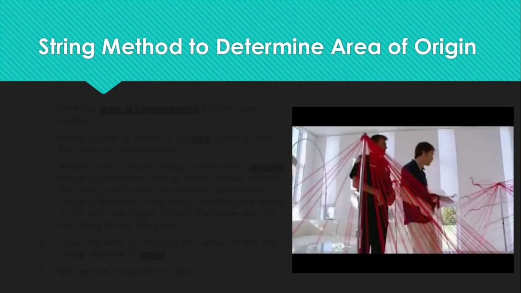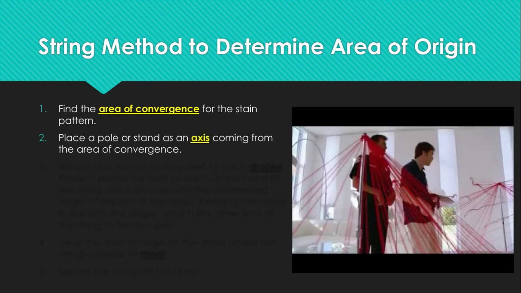And one of the last things we can talk about is the string method to determine area of origin. If you've ever seen Dexter, you know he is a blood stain pattern analyst. His job is to look at blood, and he uses this method to determine the area of origin. So first you find the area of convergence for the stain pattern. You place a pole or a stand as an axis coming from the area of convergence.